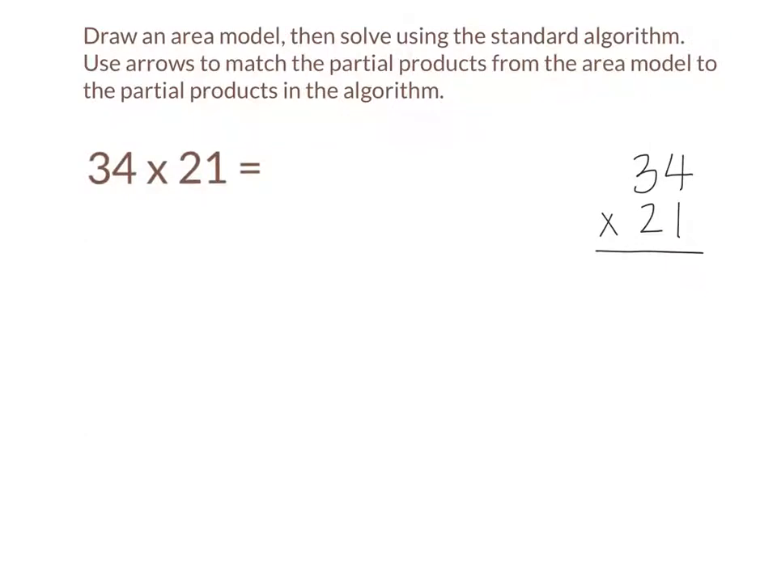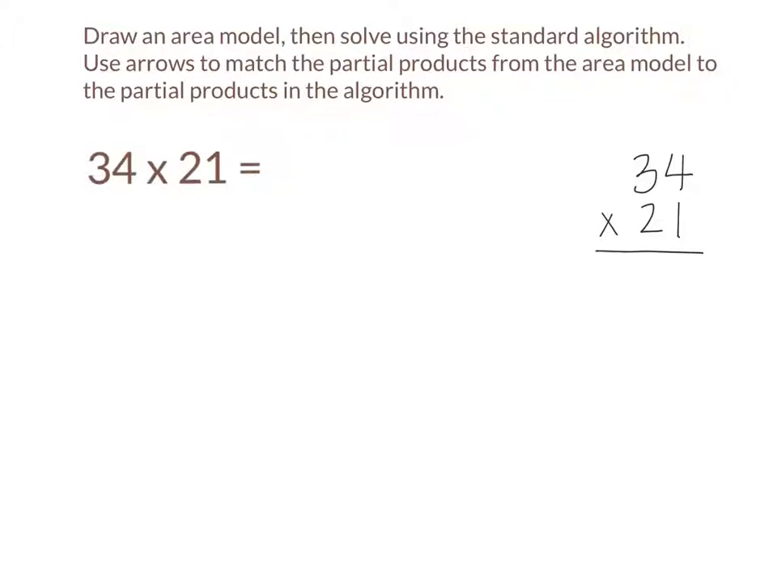Now the directions tell us to draw an area model and then solve using the standard algorithm. It says to use arrows to match the partial products from the area model to the partial products in the algorithm. So start by writing this problem down. 34 times 21. And then over on the right-hand side, save some space, but then write the standard algorithm. 34 times 21.